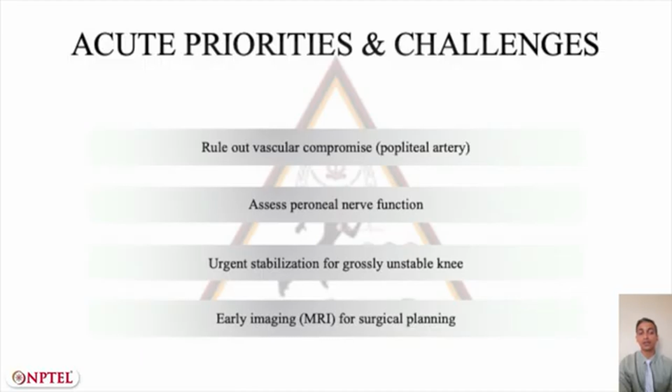Peroneal nerve function must also be checked early. Gross instability often requires urgent stabilization. An MRI is essential to fully define the injury pattern and the extent of the injury. It will also help to guide the surgical planning in such cases.